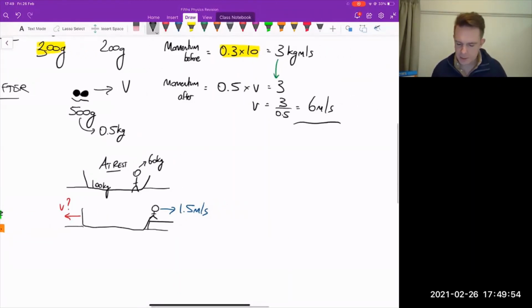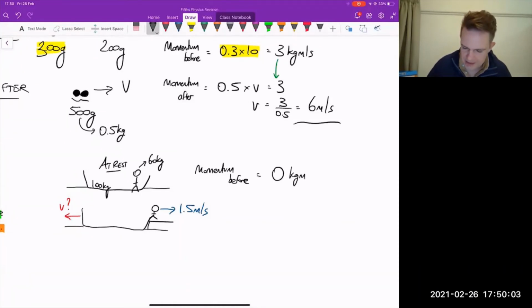We do the same thing. So we say, what's the momentum beforehand? Well, they're both at rest. So the momentum before is 0. No momentum, neither are moving. What about afterwards? So the man has a momentum to the right as we look at the diagram, doesn't he? The momentum afterwards is going to be the momentum of the man, which is 60, his mass, times by 1.5.